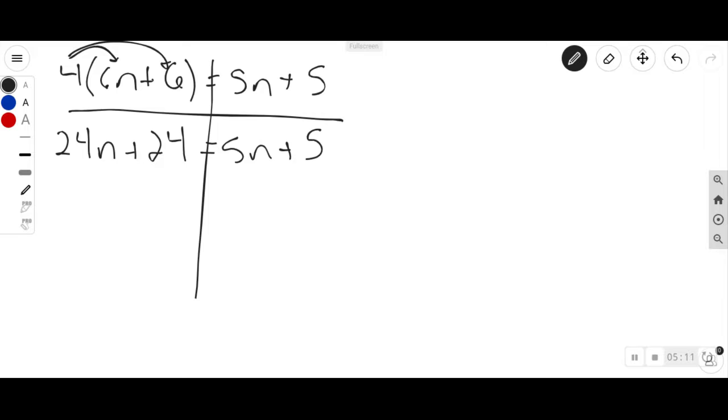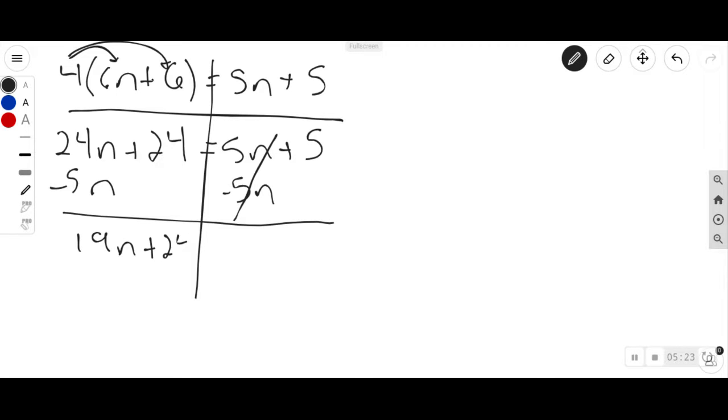Now I'm going to move the variables and get them together. I'm going to subtract the 5n over to the left. So that's going to end up giving us 19n plus 24 equals 5. Now I've got a two-step, so I can subtract 24.